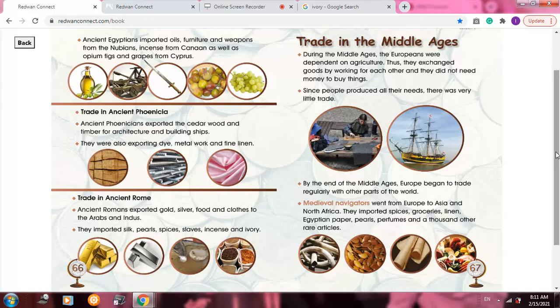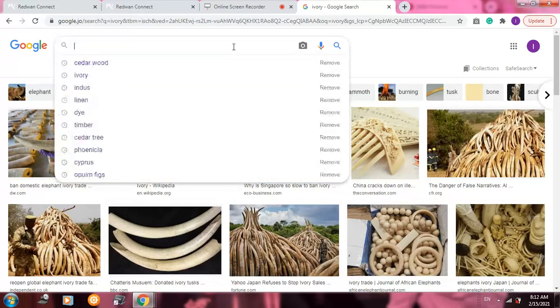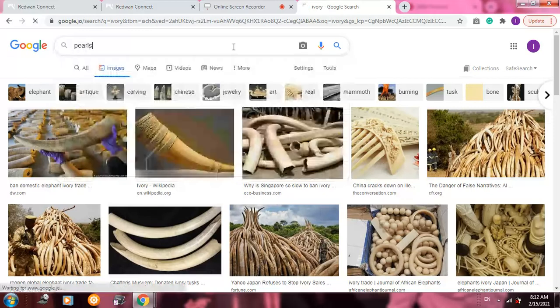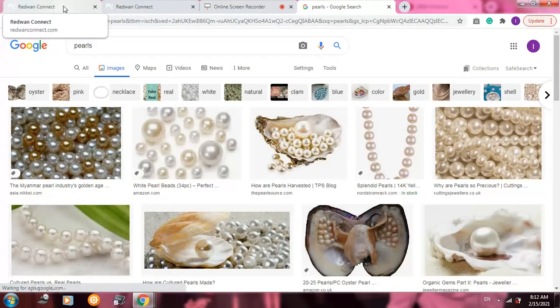Okay, what did they take instead as a trading system? They imported the silk. The silk is a type of, let's say, linen, very soft, like this, and usually shiny. Pearls, you know what the pearls are? Okay, I'm going to show you first the ivory. This is ivory, okay, and they used to make a lot of things from it. I'm going to show you the pearls. These are pearls. Okay, so they imported them, sorry. They asked for them.